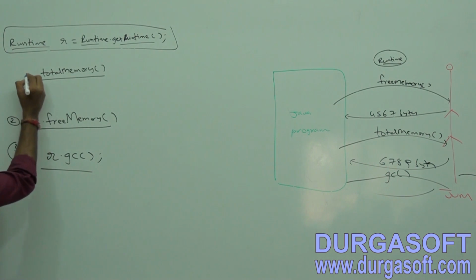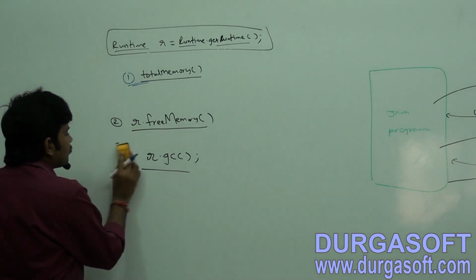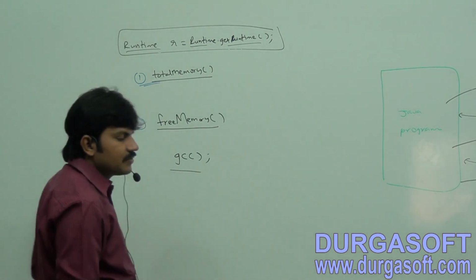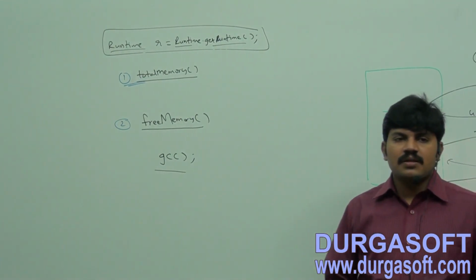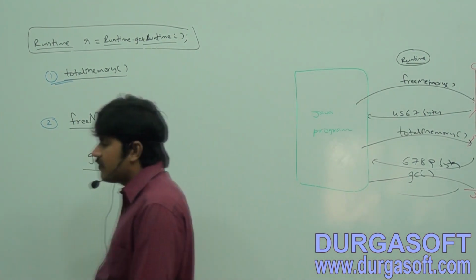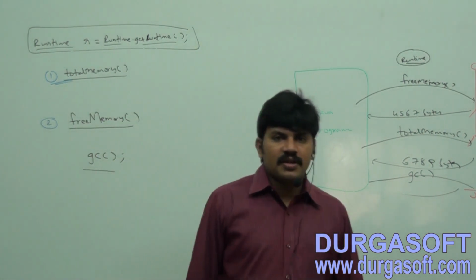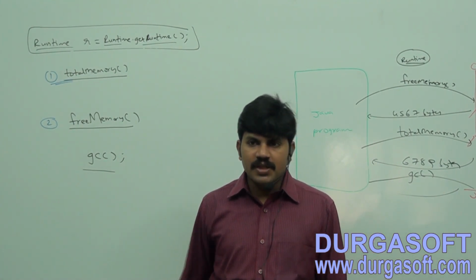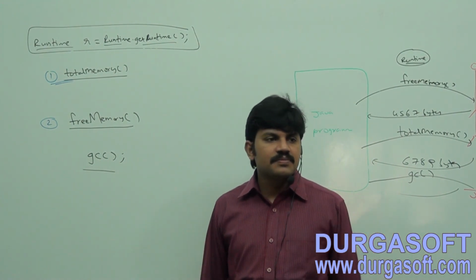First one, total memory. It returns the number of bytes of total memory present in the heap. Within brackets, that is the heap size.